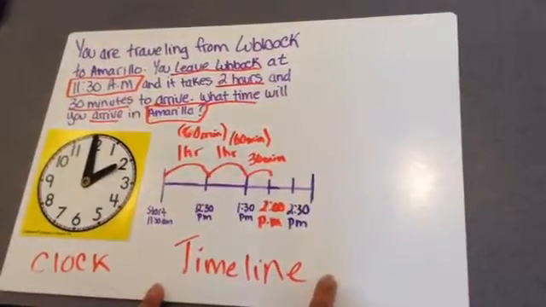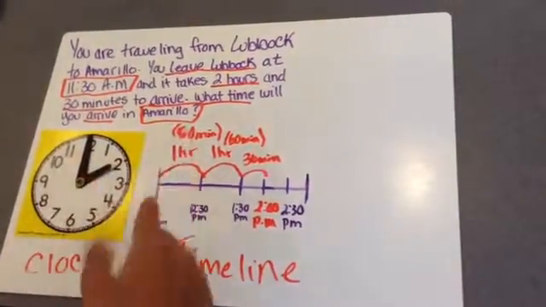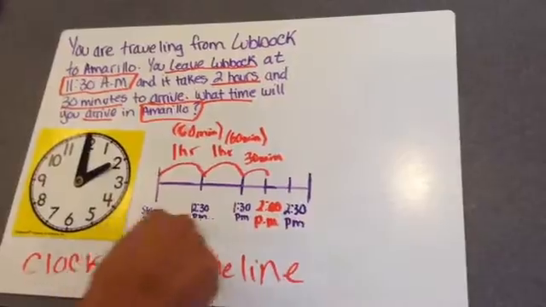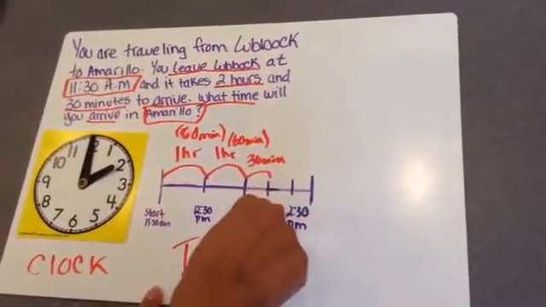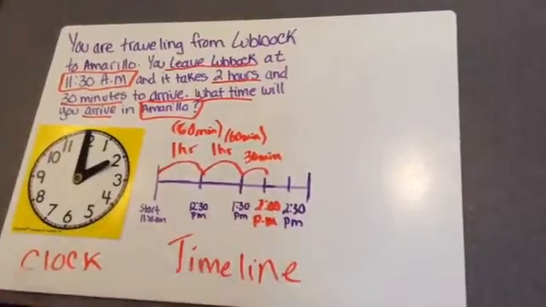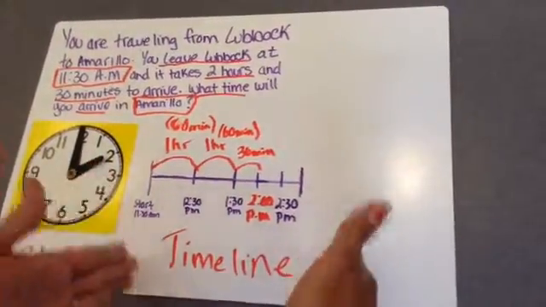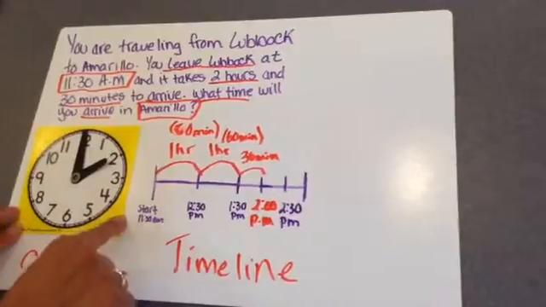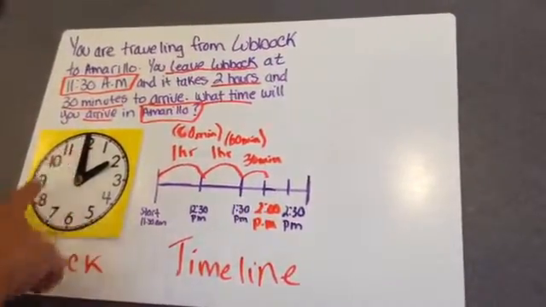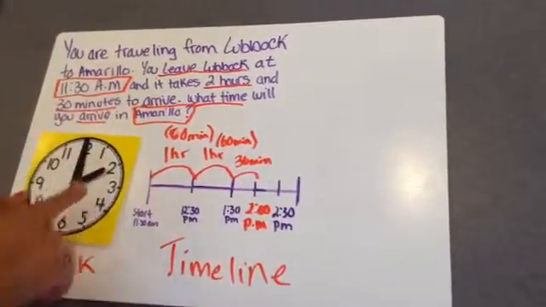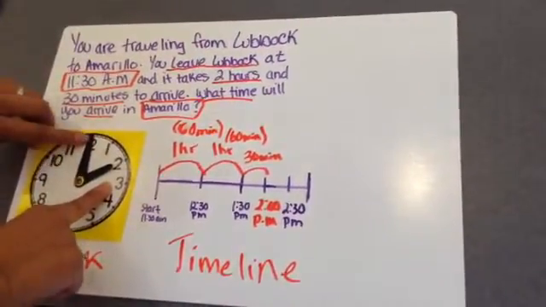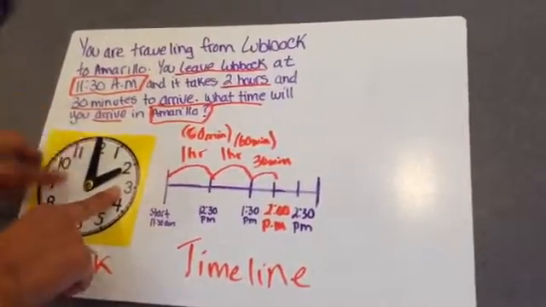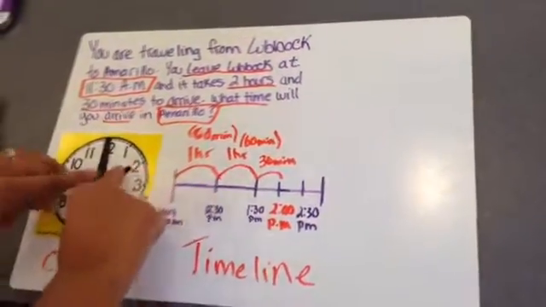So the two different methods that you can use when looking at this word problem is you can use a timeline, and you can draw out your intervals. From here to here is an hour, from here to here is another hour, and then from here to here is 30 minutes, right? Or if you don't want to use this method, you can also just look at the clock and do pretty much the same thing with your intervals. Just remember that our longhand is going to represent the minutes, and our shorthand is going to represent the hour.